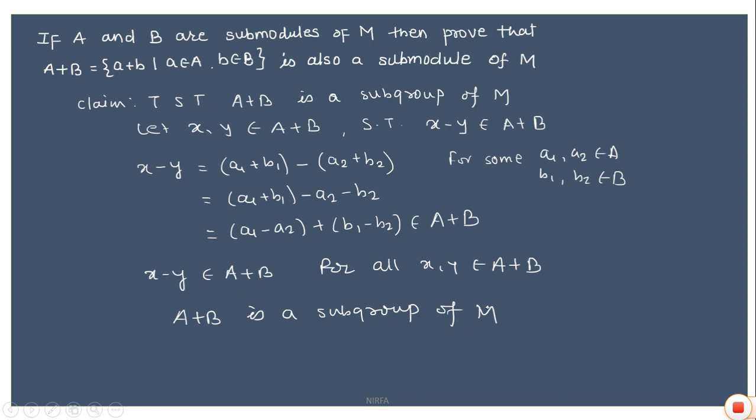Alright, after that, to show the submodule, we have to take one element from A plus B. So let us consider, let x belong to A plus B, and one element from R. So let small r belong to R. And now we want to show that r times x is a member of A plus B.